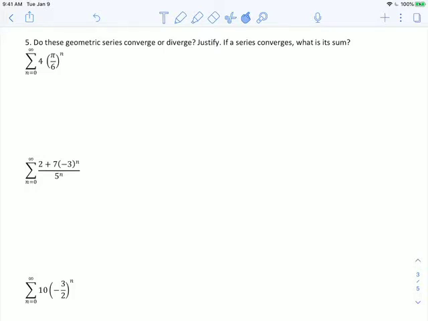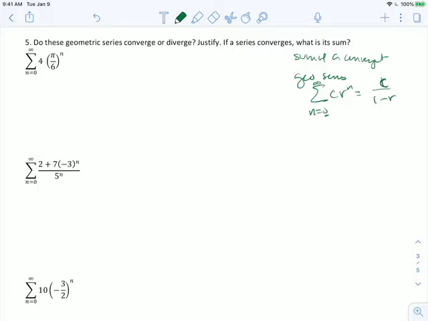If the answer is yes, it is less than 1, we know it's going to converge, and we actually have a formula for the sum of a convergent geometric series. So we want to remember that the sum of a convergent geometric series, summation n equals 0 to infinity, c times r to the n, is c over 1 minus r. Now it's going to be important for this formula to apply that n start at 0.